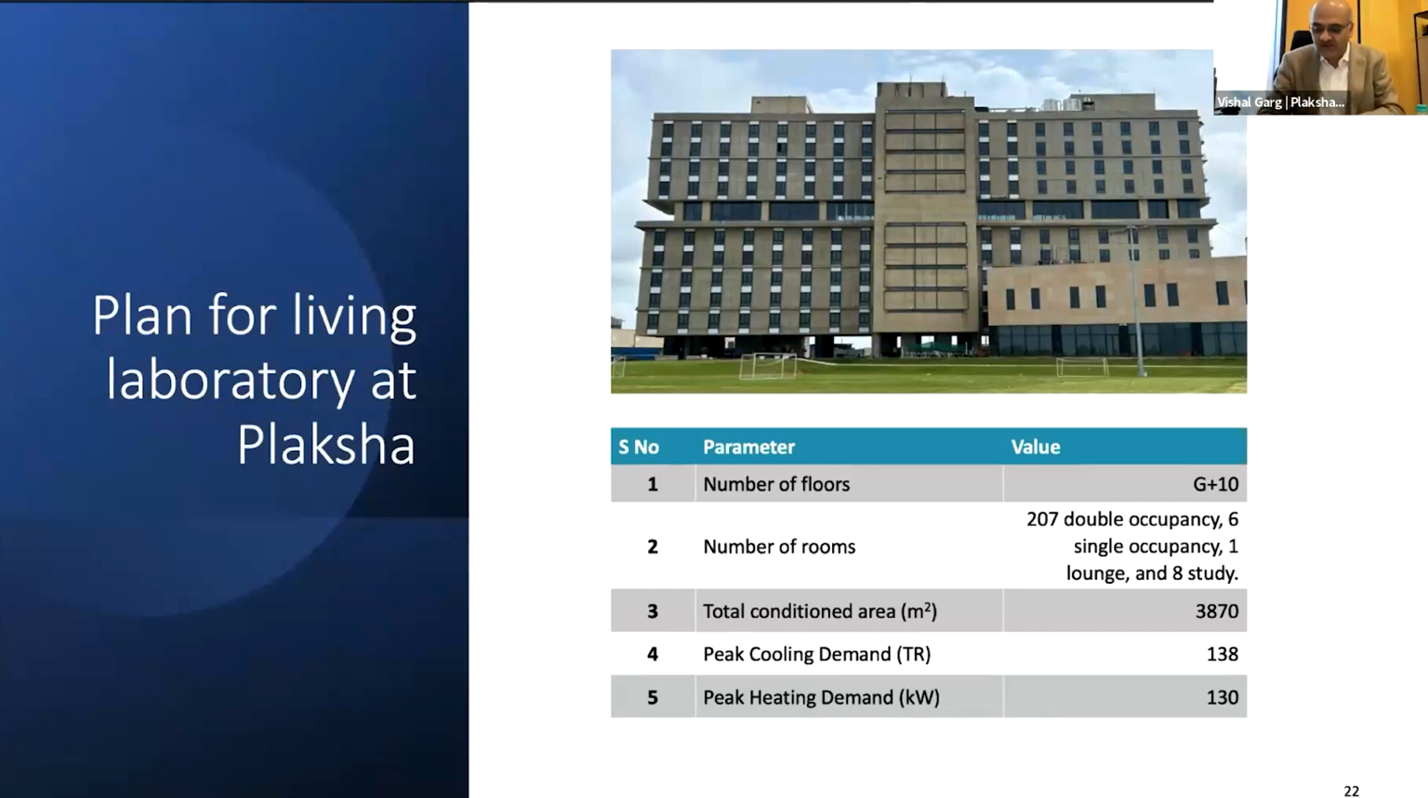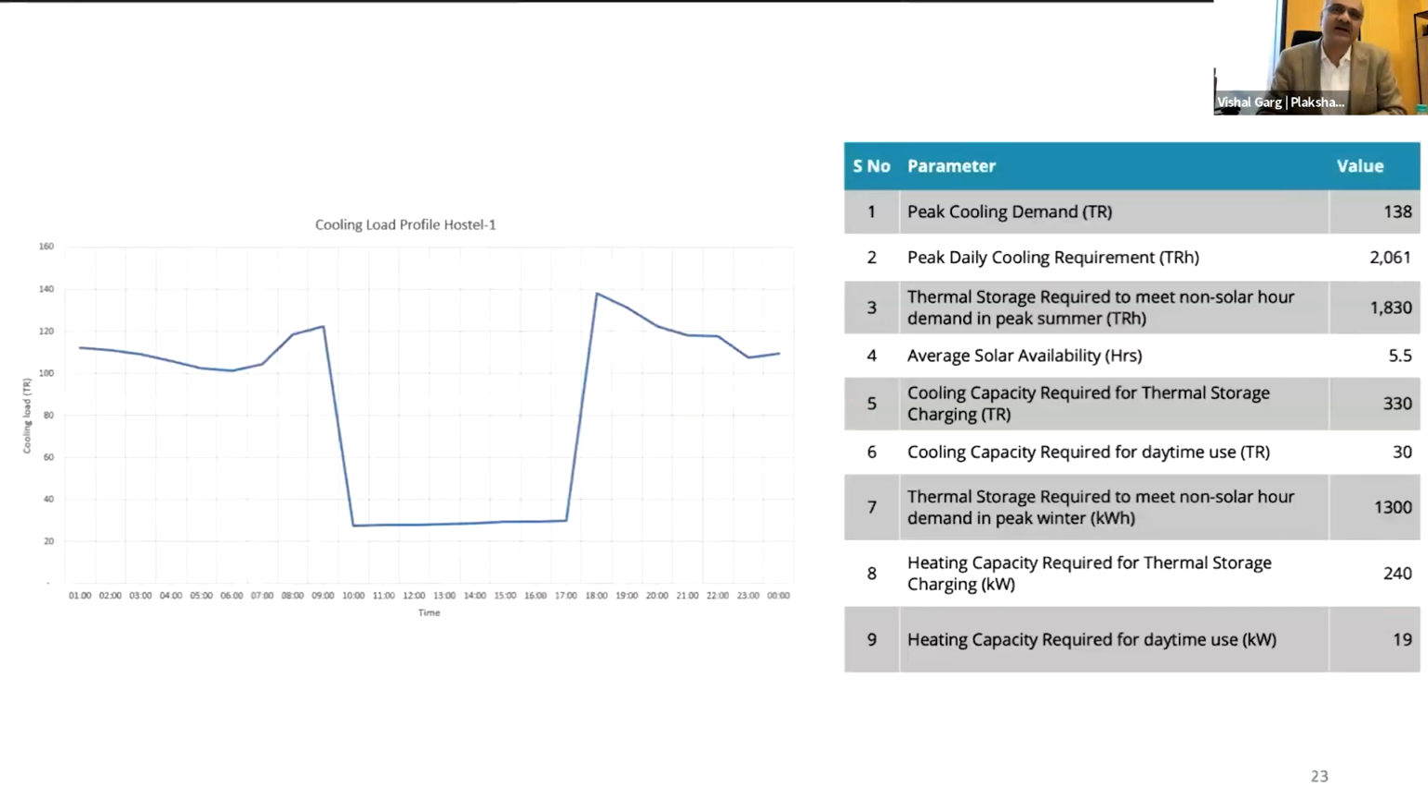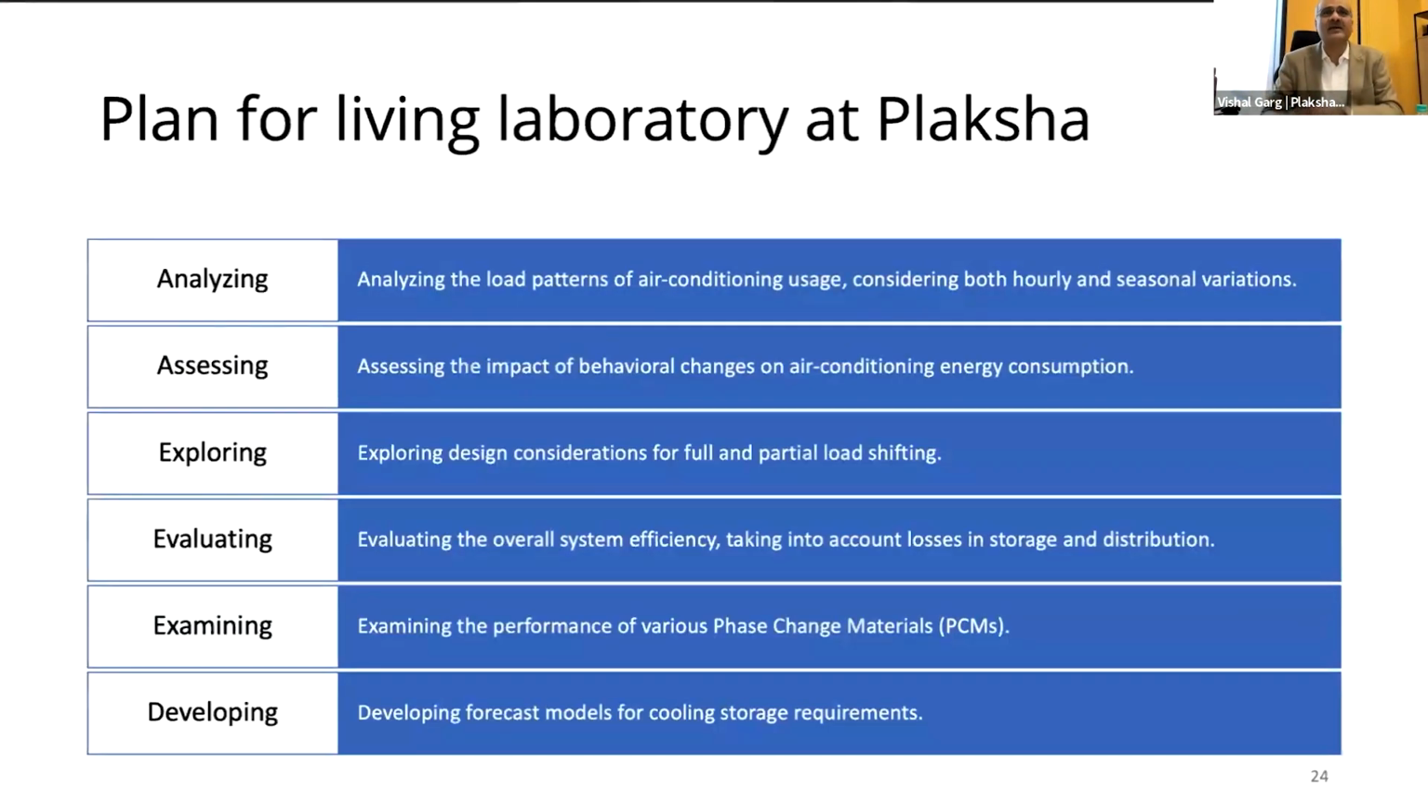We are trying to convert one of our hostels totally to storage-based cooling for the night time, and we have done the load profile based on the current usage. We have estimated how much storage is required, how much photovoltaic is required, what size of the chiller is required to charge all the storage in the daytime and use it in the night time. So we are setting this up as a living lab where we can do behavioral studies and try out the performance of different phase change materials.